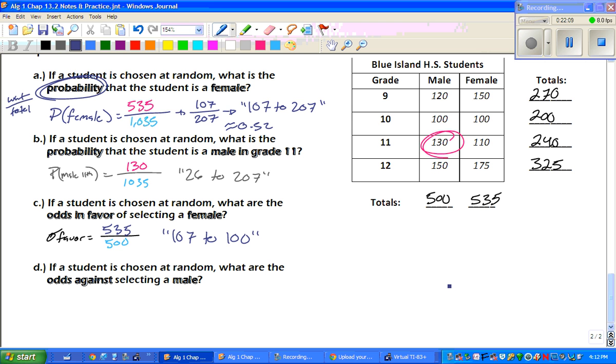Okay? And now if a student is chosen at random, what are the odds against selecting a male? Okay? So now we're doing odds against. So unwanted goes on the top. The unwanted, well, if we want a male, our unwanted would be a female. And so our wanted would go on the bottom. Okay? So it's very important, and guys, I'm already writing this because that was what our last one was.